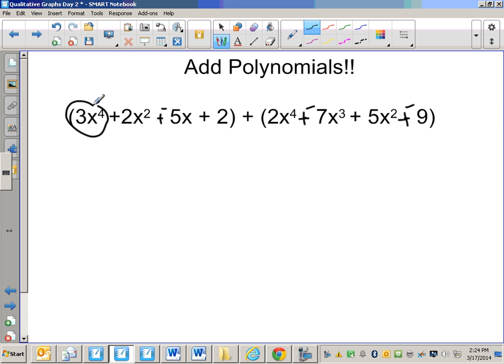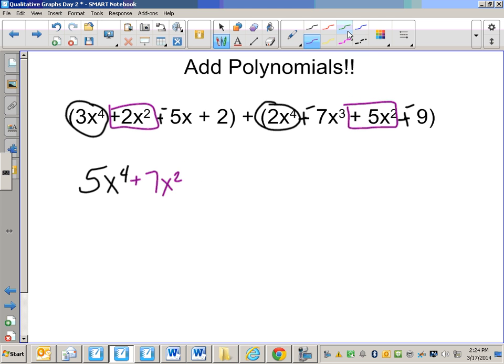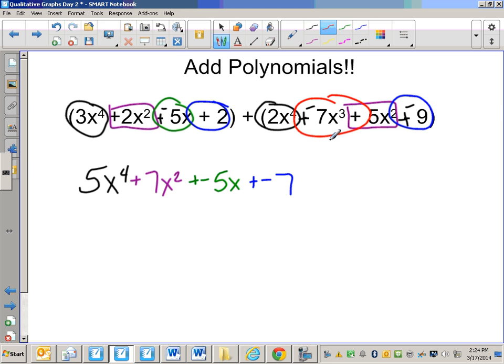So I have 3x to the fourth and 2x to the fourth. Well, that would be 5x to the fourth. Then I have 2x squared and 5x squared, which would be 7x squared. And let's see, I've got negative 5x. And I don't have a negative 5x over here, so he's just going to come for the ride. I've got a plus 2 and a plus a negative 9, so that'll be plus a negative 7. And it looks like I've got one guy here that's all by himself, so he's going to come along for the ride as well.